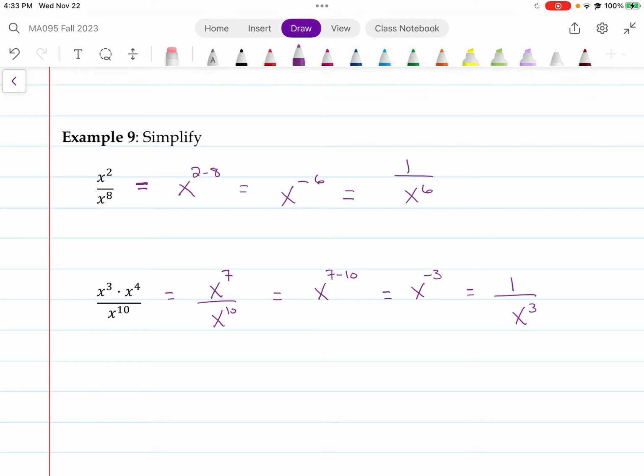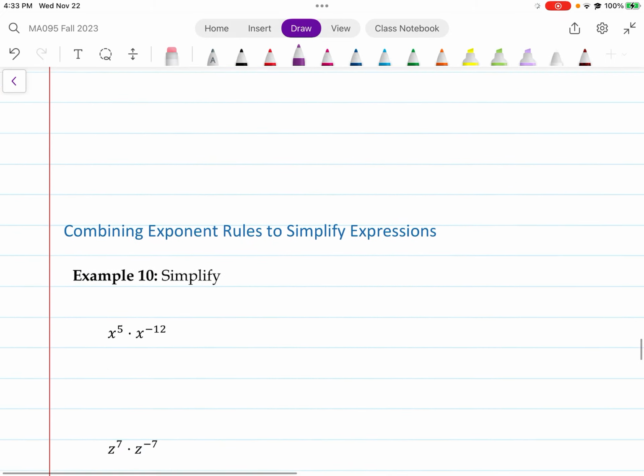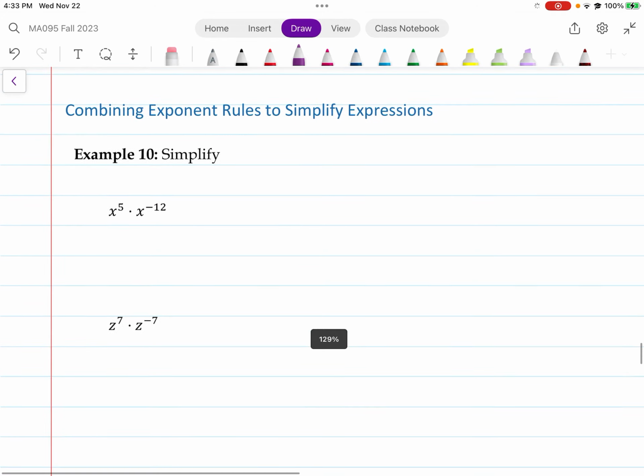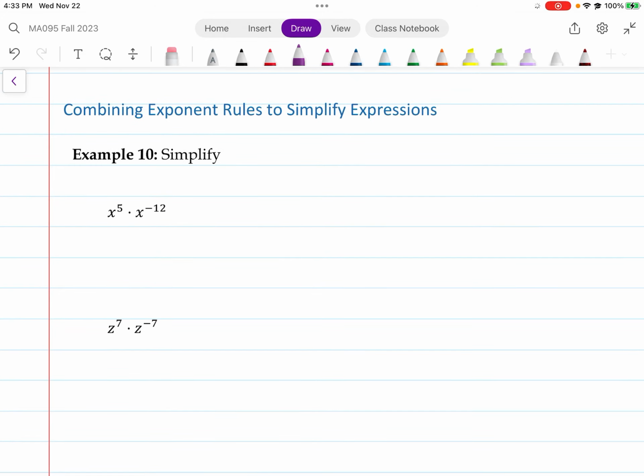Now we're going to combine rules. Try a couple different ones here and simplify these two. We've got x to the 5 times x to the minus 12, so we use the product rule. 5 plus negative 12 is 5 minus 12, so we've got x to the negative 7, which is 1 over x to the 7. The next one is z to the 7 plus negative 7, which is z to the 0, which is 1.